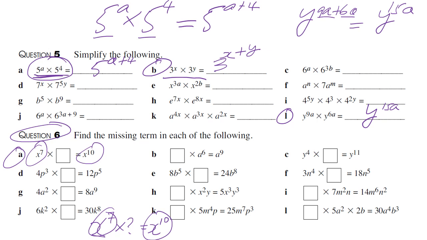And then you add the power, which means I have to multiply x to the power of 7 by x to the power of 3, because that will become x to the power of 7 plus 3, right? That will become x to the power of 10. So your answer here would be x to the power of 3. Okay? That's how you do 6a.